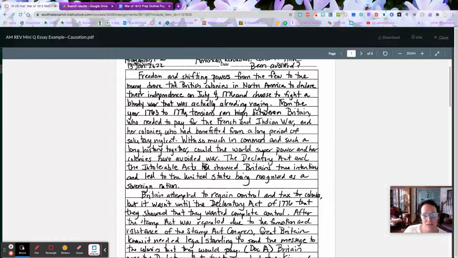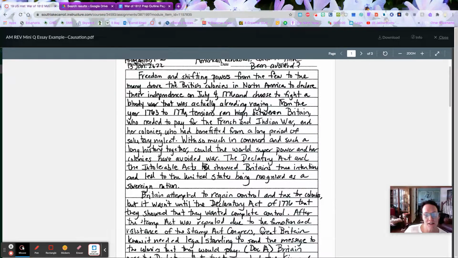It says, freedom and shifting powers from the few to the many drove the British colonies in North America to declare their independence on July 4th, 1776, and choose to fight a bloody war that was actually already raging. From the year 1763 to 1776, tensions ran high between Britain, who needed to pay for the French and Indian War, and her colonies, who had benefited from a long period of salutary neglect. With so much in common and such a long history together, could the world superpower and her colonies have avoided war? Oh, look, Miss Weir forgot her question mark. That's a pet peeve. Can't believe it.